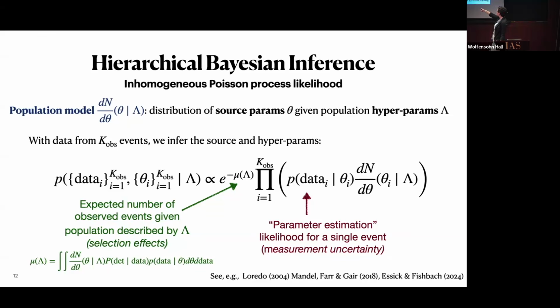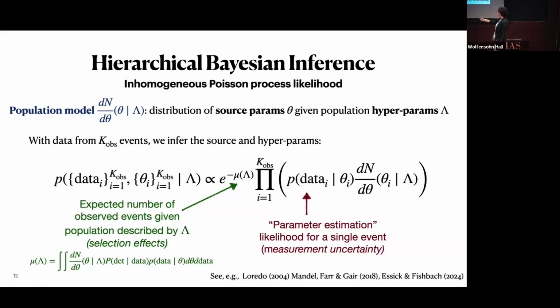The inhomogeneous part comes in because rather than just having a single rate of all black hole mergers, you have a rate of black hole mergers that varies depending on the theta bin you're talking about. So the merger rate is higher for 10 solar mass black holes versus 30 solar mass black holes. So that's why it's inhomogeneous.